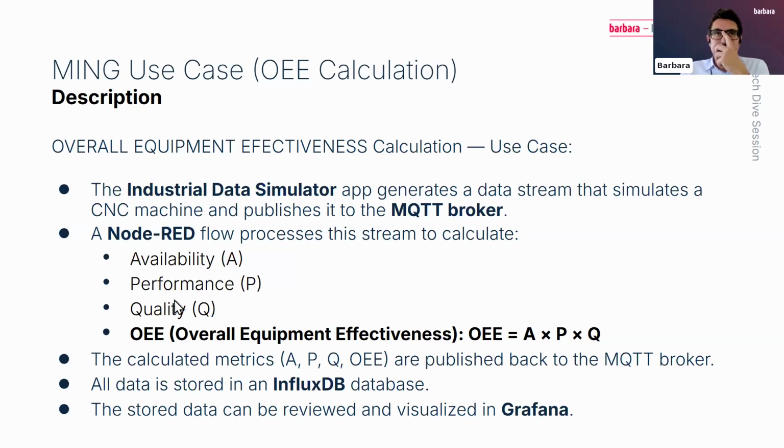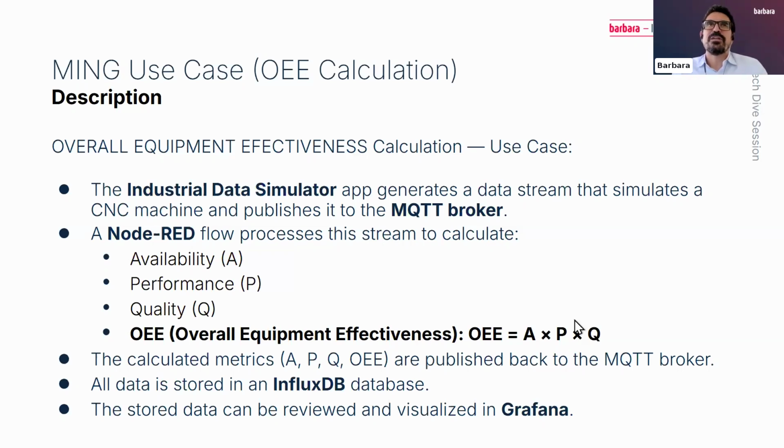We have some data regarding the quality of the pieces that the machine is building, so we can compare OK pieces versus total pieces, and this way we will calculate the quality. Multiplying the three, we will see the final factor, the OEE factor, which is a very good way of checking if we can do something to improve the efficiency of any machine in any line in any factory.